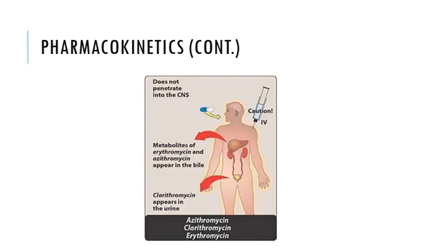Overall pharmacokinetics of all these three agents, azithromycin, clarithromycin and erythromycin. The route of administration can be oral or injectable. They don't penetrate into the CNS. Metabolites of erythromycin and azithromycin appear in bile, while clarithromycin appears in urine.